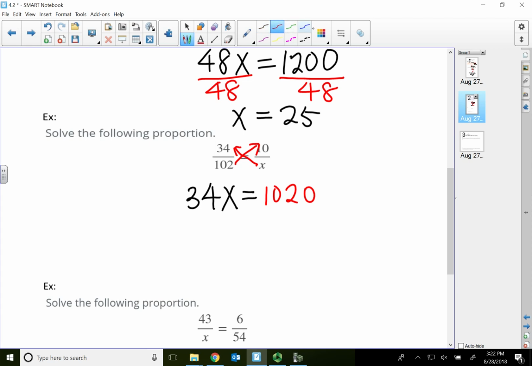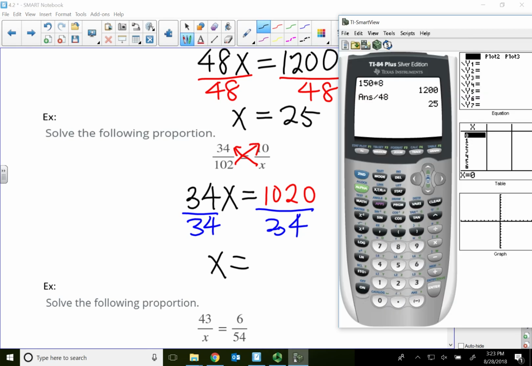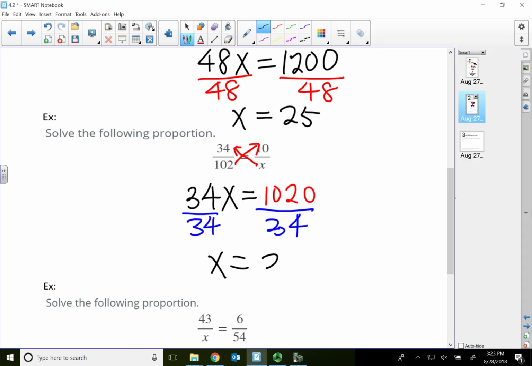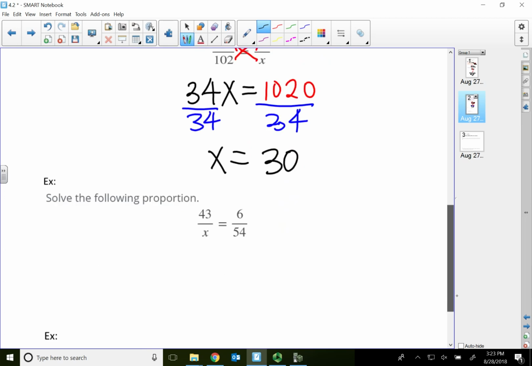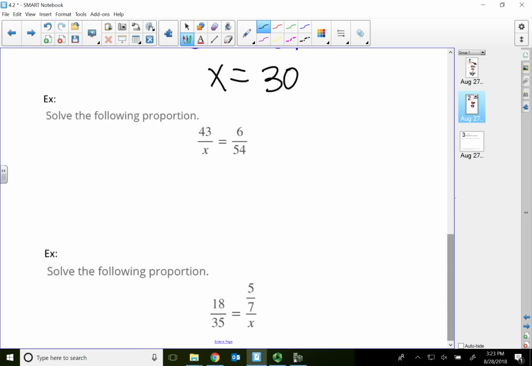Now once I got these two terms, then I can divide both sides by my coefficient, 34. So let's do this in the calculator. 1020 divided by 34. My answer, 30 is the answer. Okay. All right. Couple more. Same thing. So I just picked a problem where the x is in a different spot. Just so you know, we can always begin where the variable is at and multiply diagonally.